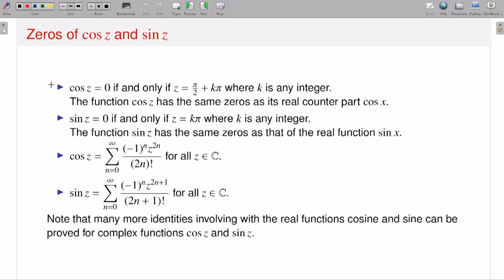So these are again some zeros and some properties. As I said, almost similar kinds of properties to those you know in the real case are true. So if cosine of z is equal to 0, that means z is equal to pi by 2 plus k pi, where k is an integer, so cosine z has the same zeros as its real counterpart cosine of x. Similarly, sin z is equal to 0 if and only if z is equal to k pi.